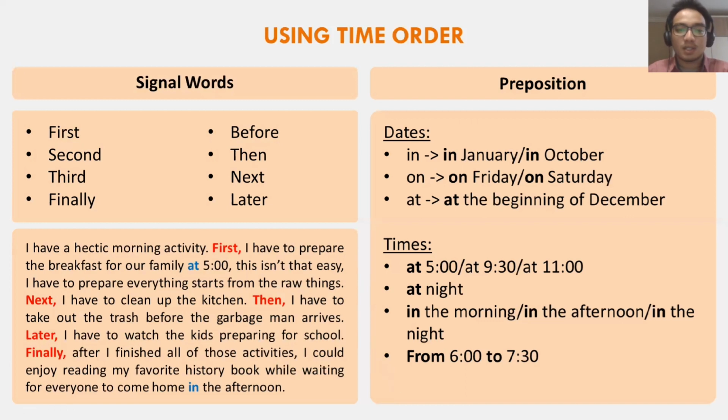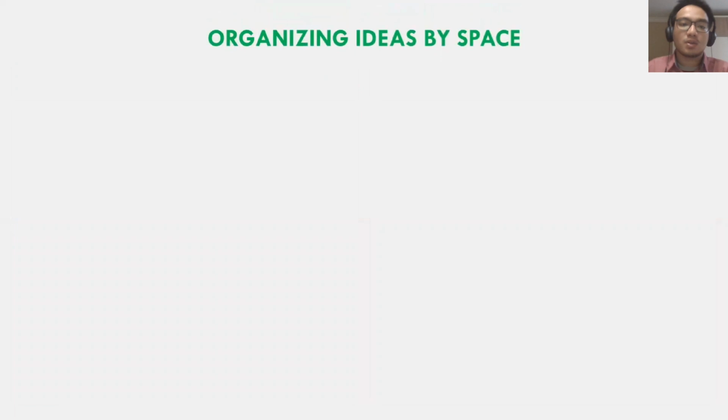Okay, now we're moving to the last discussion. It's about organizing ideas by space. So sometimes when we are writing, we need to organize the details according to where they are located in space. In reality, where are they located? To make it easier, let's take a look at this floor plan.